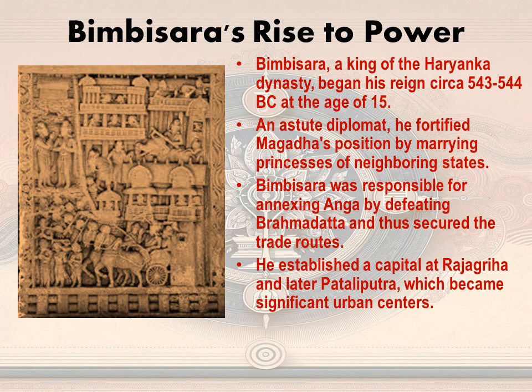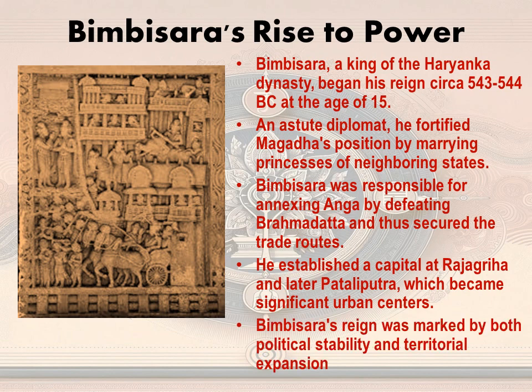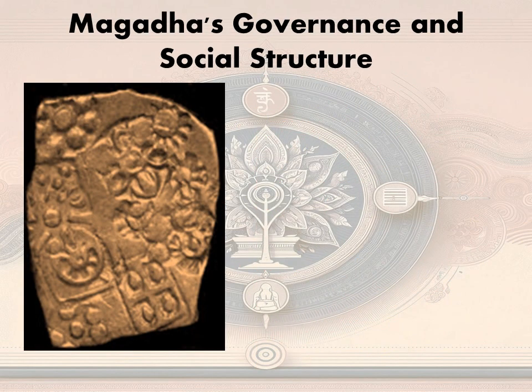So at first he established the capital in Rajagriha, which was a naturally fortified city, and later the capital was shifted to Pataliputra by his grandson Udayin, and then the two centers became very powerful places of urban development. Bimbisara's reign was marked by both political stability and territorial expansion. So there was political stability during the reign of Bimbisara, and also he expanded his territory.